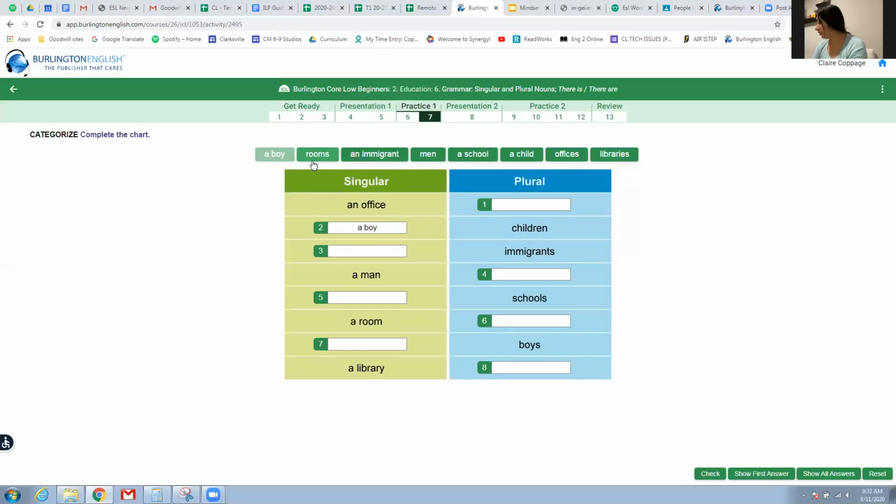Rocio, or I'm sorry, Patty, rooms. Plural. And how do you know? Porque son cuartos. And what letter tells you that it's plural? ¿Cuál letra es la pista? La S. Yeah, sí, mami.